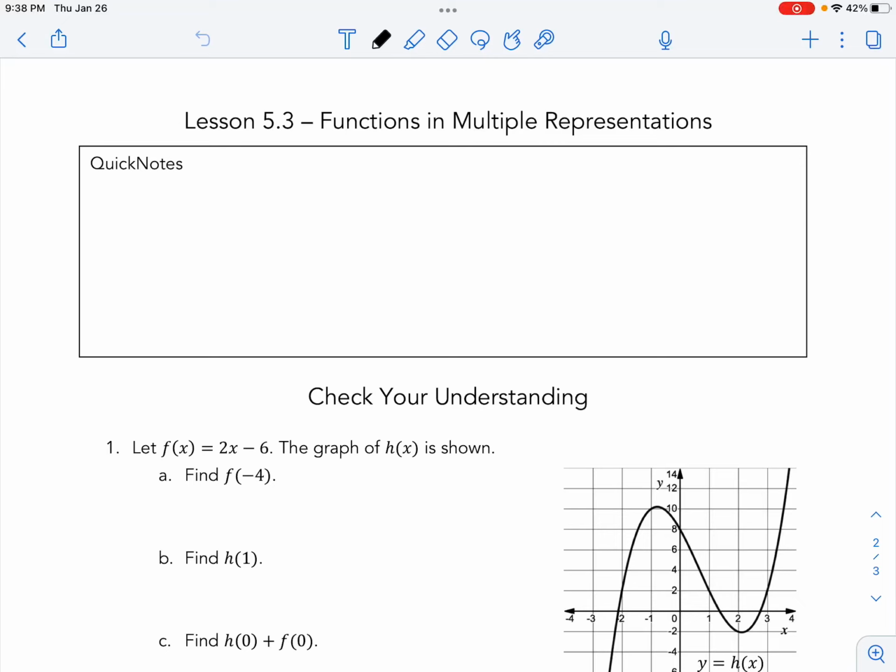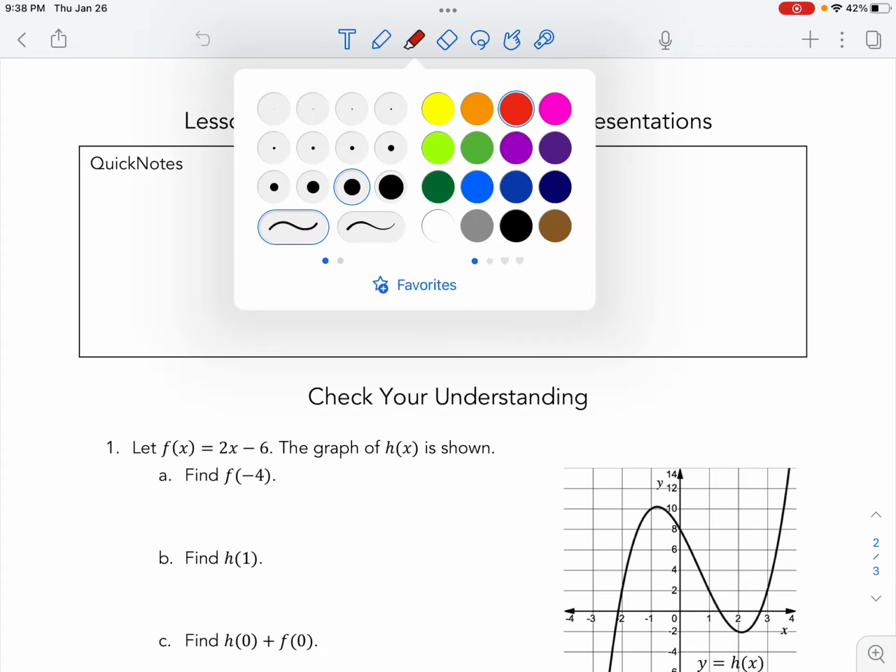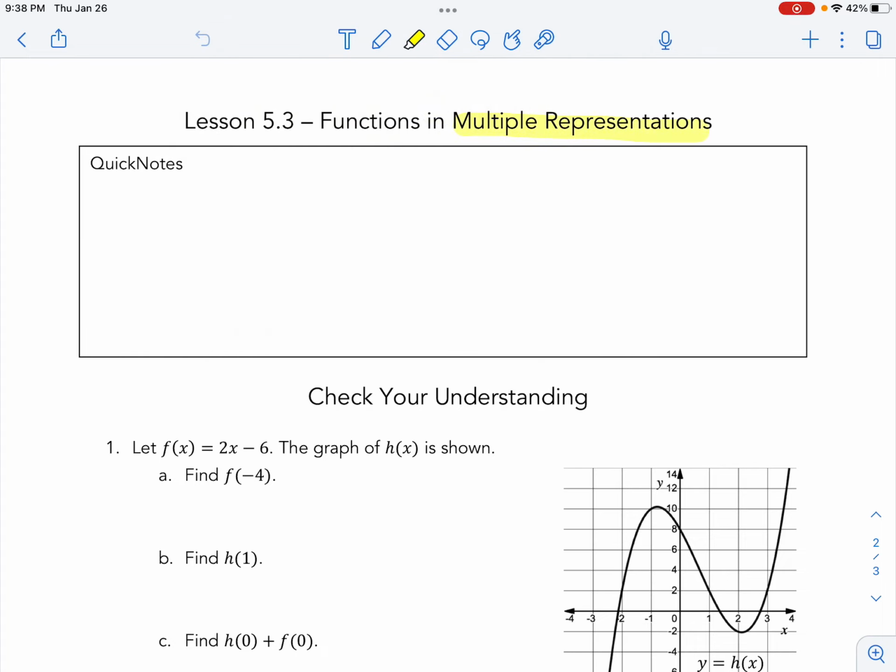So we have our quick notes here for this topic in what we call Unit 0 on functions, and we're going to be talking specifically here about multiple representations. So definitely can go ahead and talk about functions and their multiple representations.